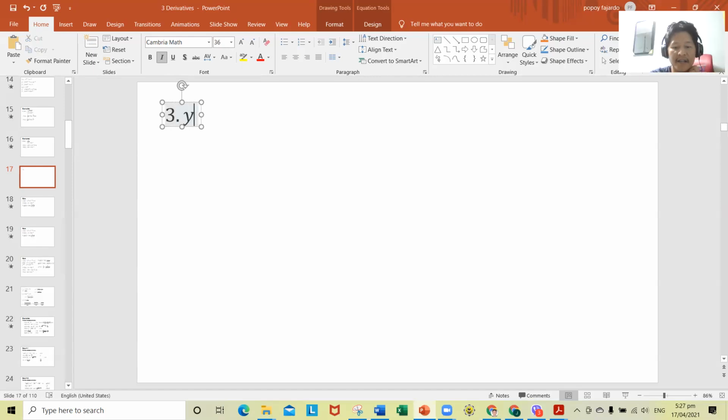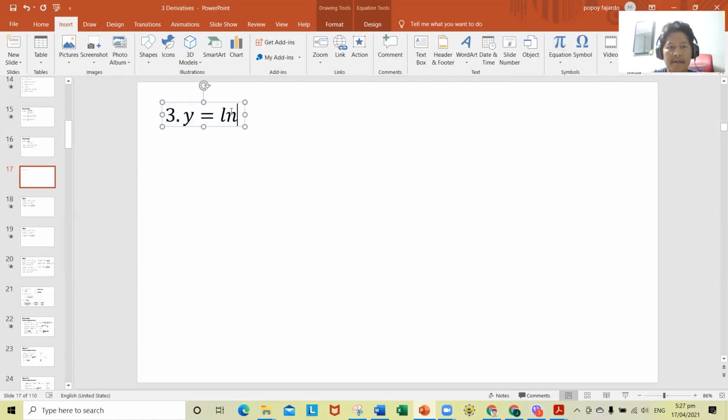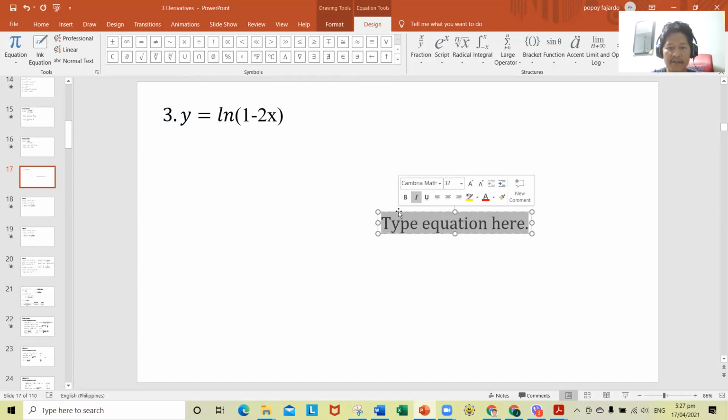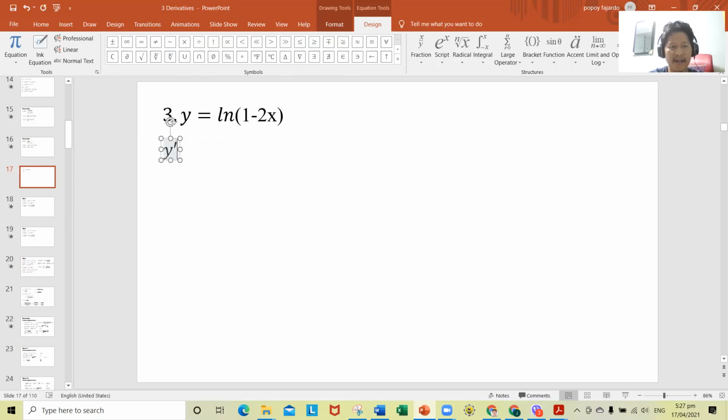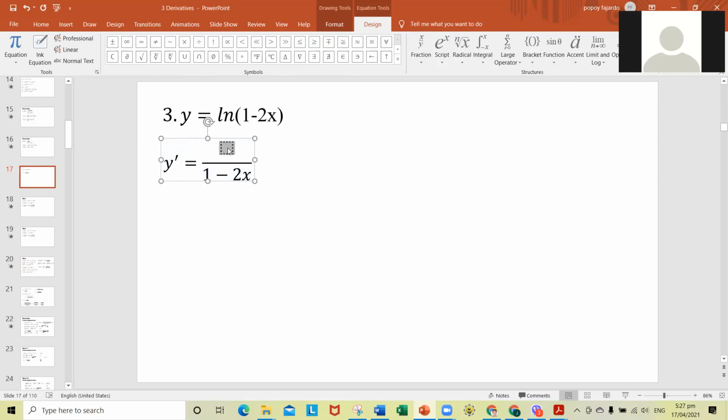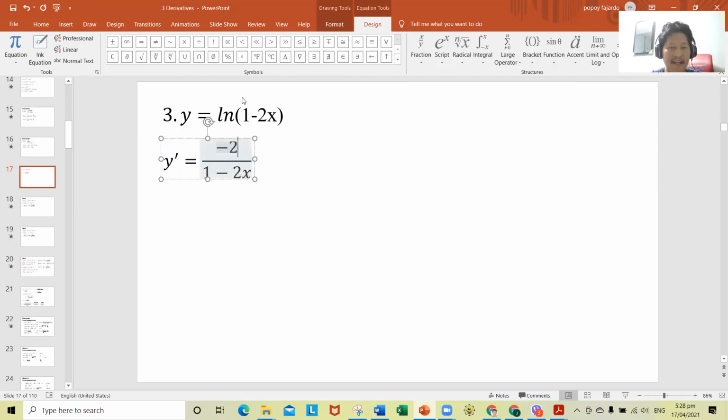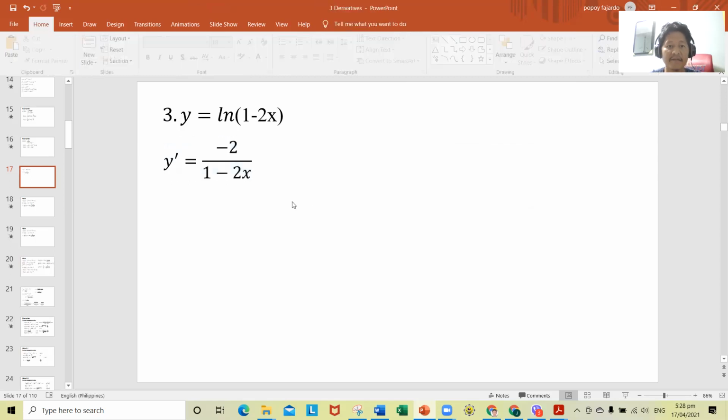Okay. So let's have y equals, simple muna tayo, ln of 1 minus 2x, for example. How do we get the derivative of this? All you have to do is to follow rule number 10, right? So y prime will be what? Kapag meron tayong ln, ilalagay natin sa denominator yung argument, yung 1 minus 2x. Tapos sa numerator, ilalagay natin yung derivative nitong 1 minus 2x. Ano yung derivative ng 1 minus 2x? Negative 2. Kasi ang derivative ng 1 ay 0, derivative ng negative 2x ay negative 2. So yun na yun.